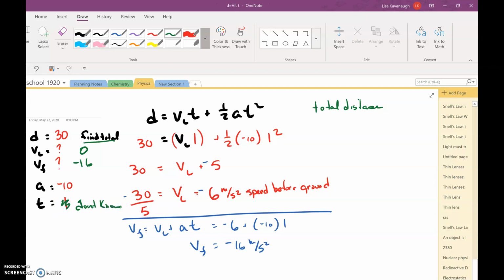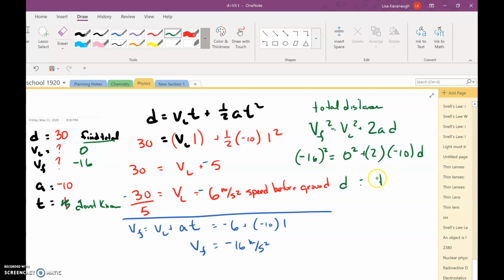So in order to do this, I use the equation V final squared equals V initial squared plus 2AD. V final was -16, square it, 0 squared plus 2 times -10 times D, and my answer is going to be D equals -16 squared over -20, and that would be something. Okay, you can punch that in the calculator, but I think that's how you do the answer.